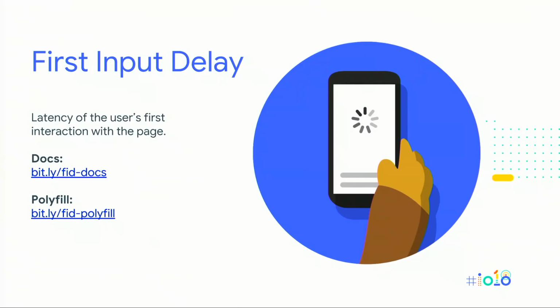We're still working on the definition of this metric as well as our messaging, so we really encourage you to give us feedback. Here's a link to some docs and a JavaScript polyfill that you can start using to measure first input delay on your website. So check it out, and please give us feedback by filing an issue on the polyfill repo.